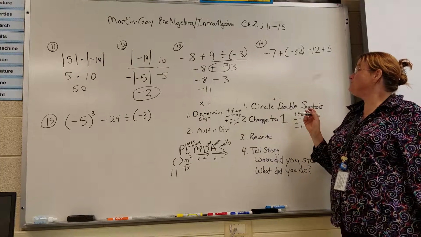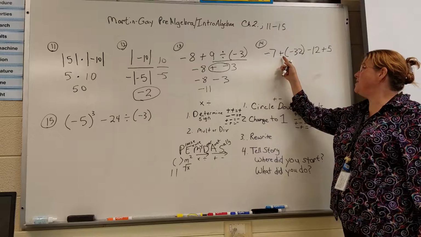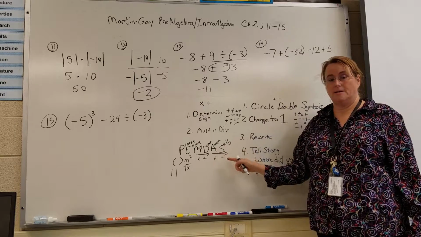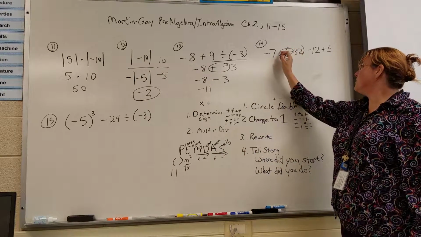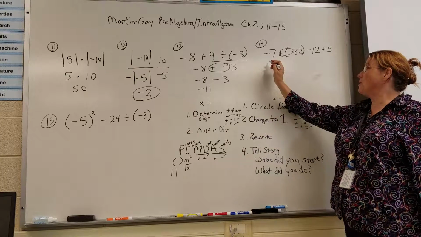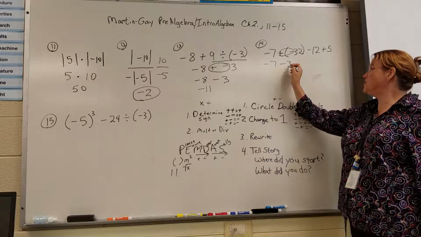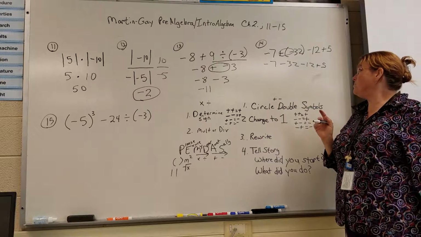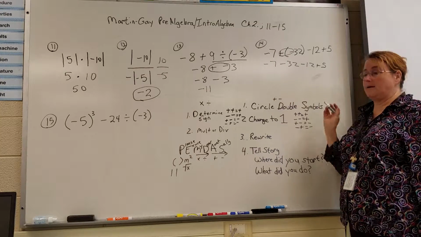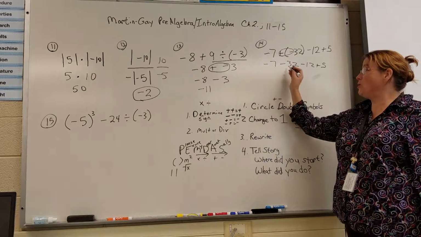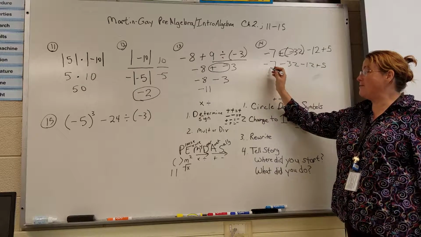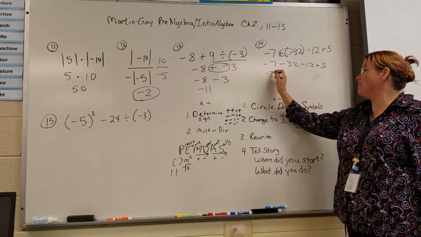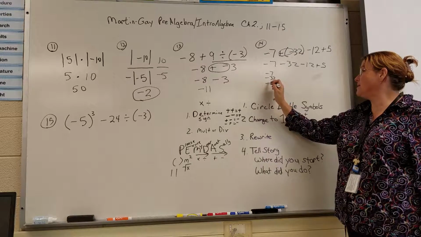Question number 14. Here I have minus 7 plus negative 32 minus 12 plus 5. All I have are pluses and minuses, but I do have some double symbols in there, so I'm going to go ahead and circle those, and I'm going to rewrite this. Minus 7 minus 32 minus 12 plus 5. Now there's a couple of ways you can do this. You have a minus and a minus. That's a lot of minus signs. So we'll just do those first. If you have 7 negative signs, 32 negative signs, 12 negative signs, we're going to be adding all those numbers up. We're not subtracting them, we're just adding them up.